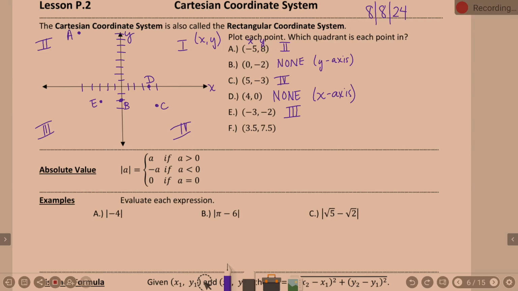3.5, 7.5. We're at 3.5, up 7.5. We can do that, can't we? So 1, 2, 3.5. My top line there is 8, so approximately something like that. Positive and positive tells us to go right and up, and we are in quadrant I. That was review, yes.